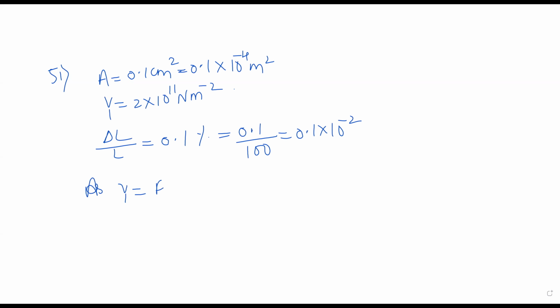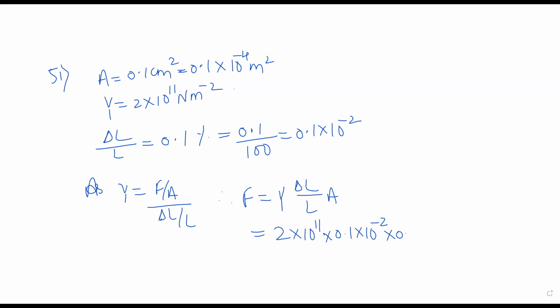Young's modulus is given by force by area whole divided by change in length to the original length. So from this we can modify the formula for force: Y into delta L by L into area. So just substitute all the known values. Young's modulus value 2 into 10 to the power of 11 into 0.1 into 10 to the power of -2 into 0.1 into 10 to the power of -4. If you simplify this one, definitely we are possible to get this one as 200 Newton, or this is equal to 2 into 10 to the power of 2 Newton.